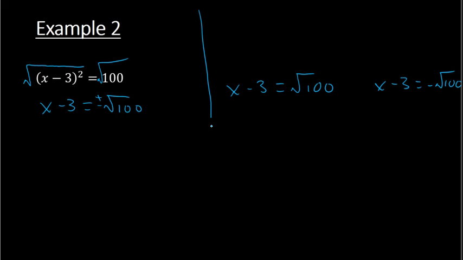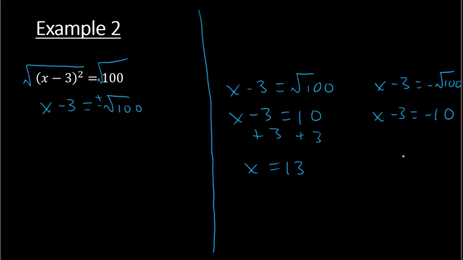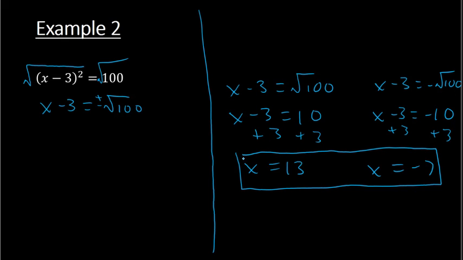Whichever you prefer, you can do that as long as you make sure that you have two answers. So let's do it with the two separate equations first. The square root of 100 is 10, because 10 squared is 100. So I have x minus 3 equals positive 10, or x minus 3 equals negative 10. To solve, I can add 3 to both sides. Here we have x equals 13. The other side, add 3 to both sides. We have x equals negative 7. So we have two solutions, 13 or negative 7.